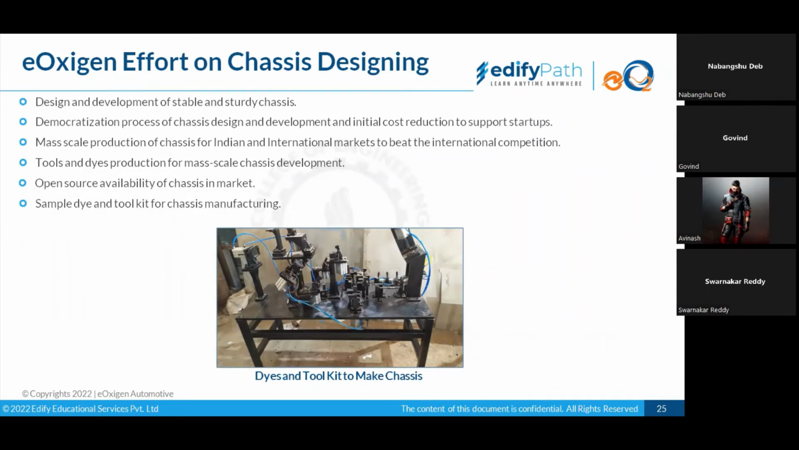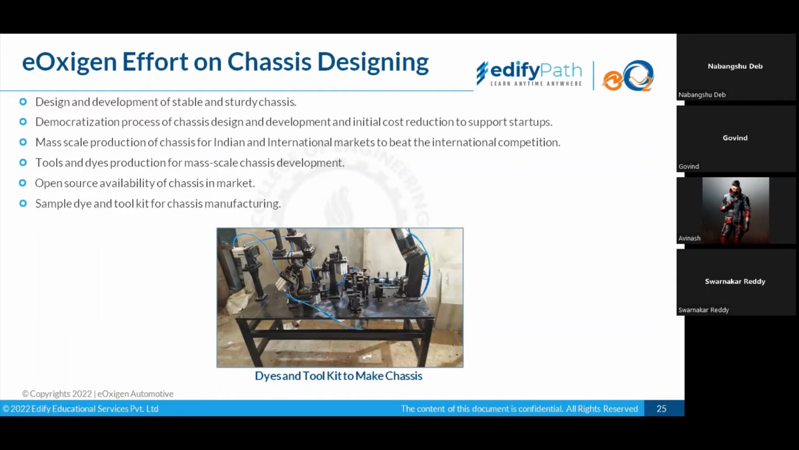Democratization process of chassis design and development and initial cost reduction to support startups. So at the same time, what we are trying to say is that chassis design is not normally an ironsmith's work that you can give to anybody. You give a design to him and he will just weld it, and he will give you a chassis on which you will design. It's a scientific process, and before you go for a vehicle, you have to properly test it. It should be done robustly with proper machinery, so that you don't find a problem when you come up with the actual model.